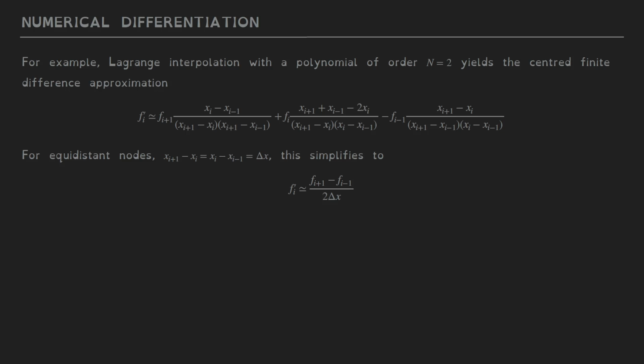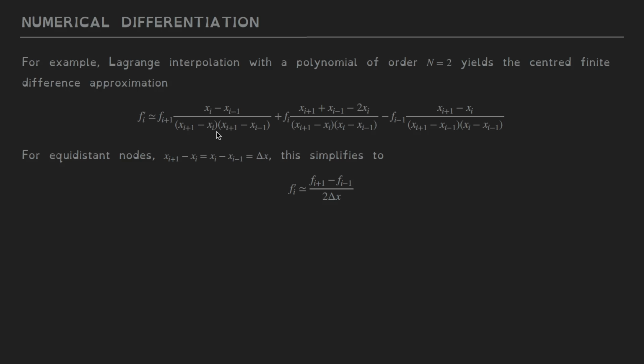So for example, let's consider a Lagrange interpolating polynomial of order 2. That's a polynomial that interpolates 3 grid points. If you apply the Lagrange interpolation formula, differentiate it, and evaluate the derivative at the middle point, then you obtain this expression. This expression is valid for any grid. The points don't have to be equidistant.